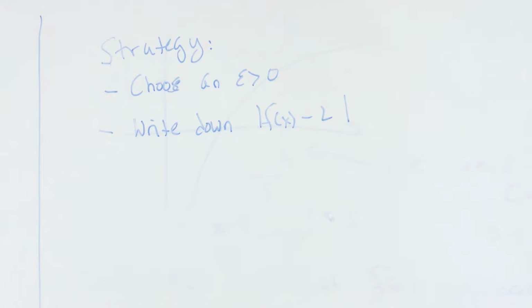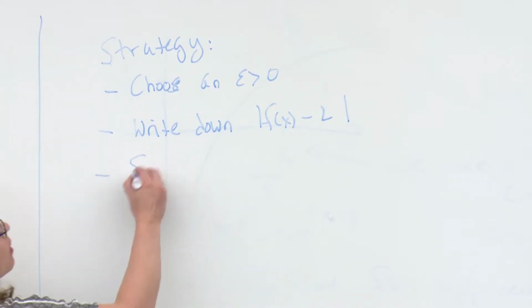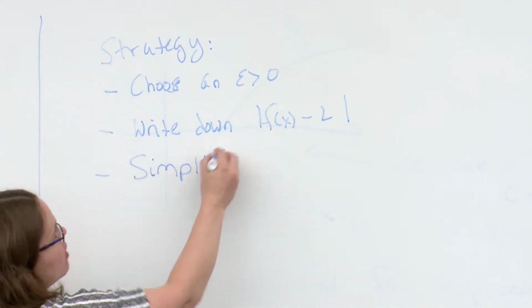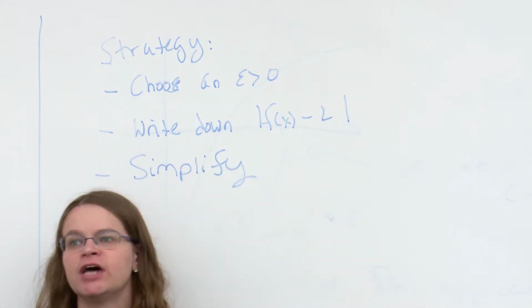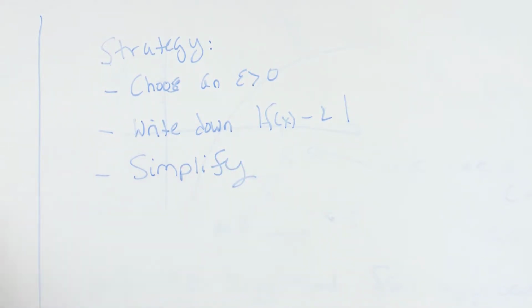Okay, and then we simplified. Our goal in the simplification was to get some term that looked like x minus x naught. Simplify is where most of the work is going to be done typically. Simplify was easy here because it's a linear function. It will not always be that easy.